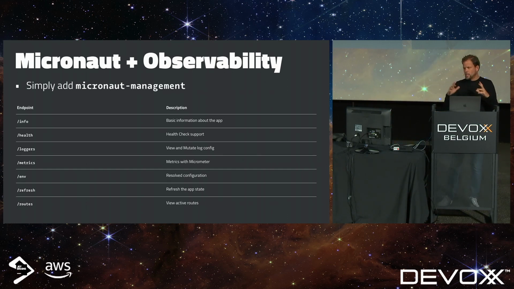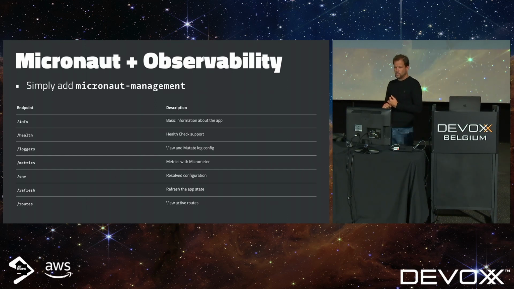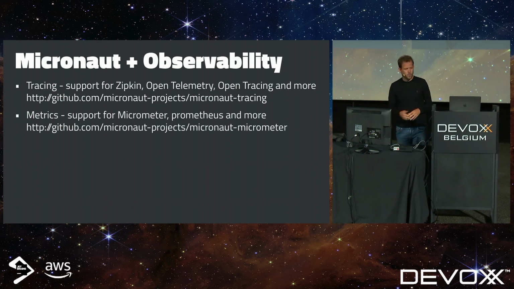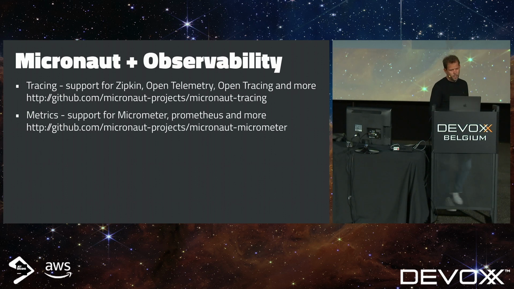In addition, with Micronaut and observability, Micronaut supports things like Zipkin and Jaeger and OpenTelemetry for distributed tracing. And that's all built in to Micronaut. So tracing support is a whole module. You can use Zipkin directly. You can use it through OpenTelemetry. Metrics are provided through Micrometer. And we have integration with all the different metrics backends in the cloud or systems like Prometheus and so forth.